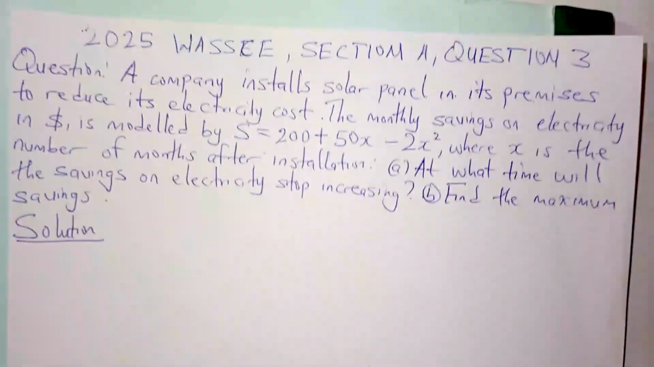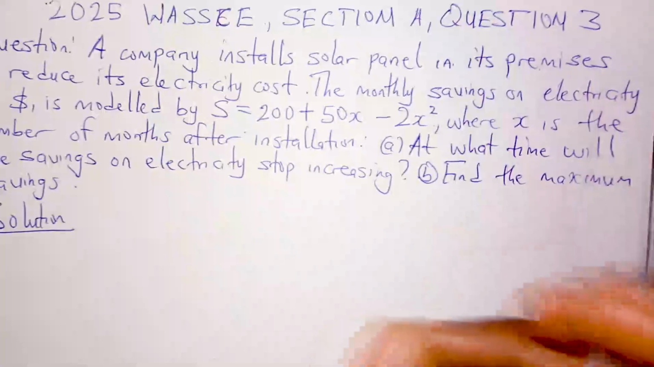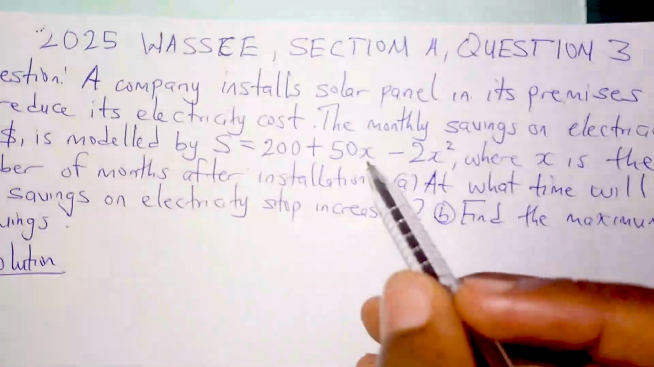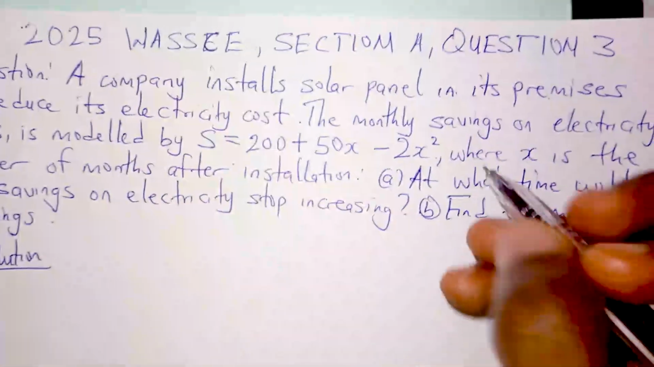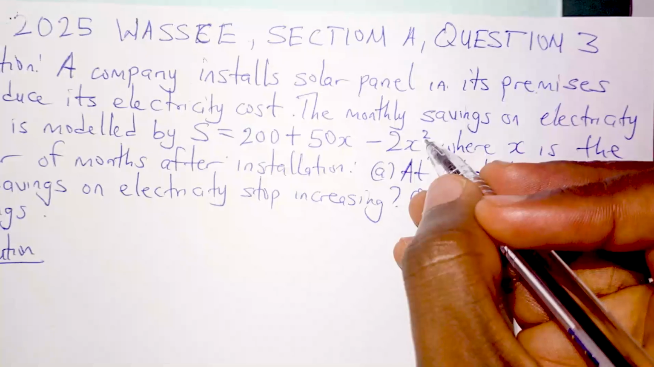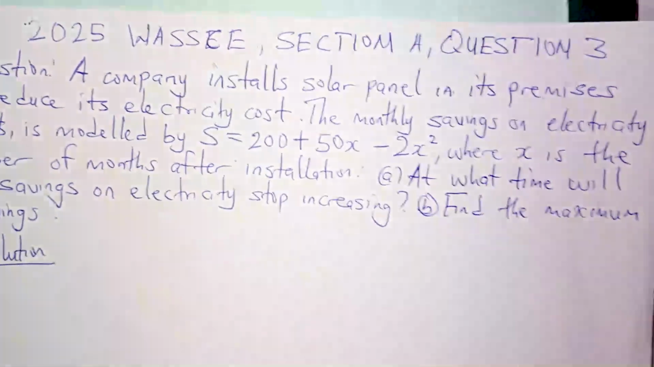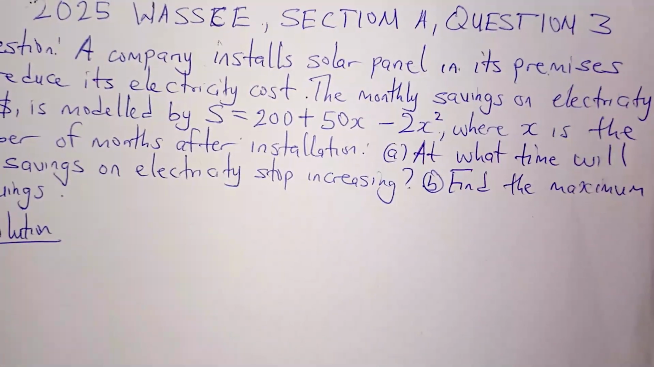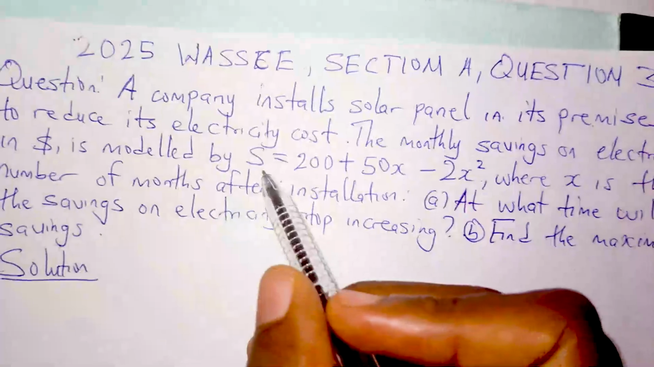How they came about this relation, we are not really concerned about this. So you can see this is a quadratic relation. Why do I say this is a quadratic relation? You can see the highest power of x you have here is 2. So this is a second order equation, a quadratic expression. And how do we find when this relation will stop increasing?